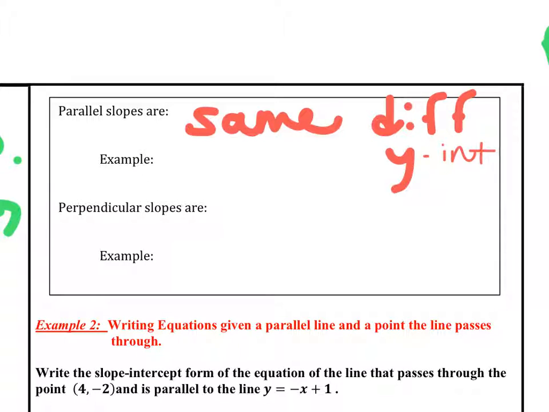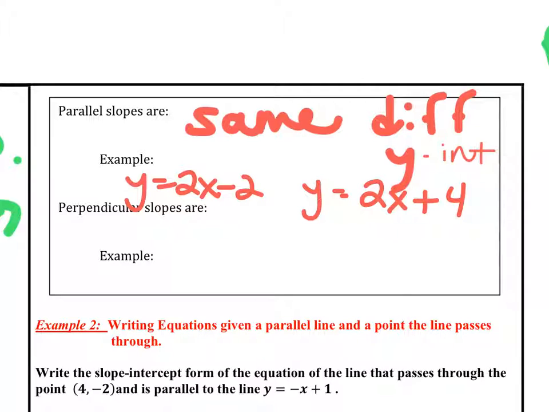So same slope, but different y-intercept. You could do y equals 2x minus 2. Right? Same slope, but they start at different places, so they'll never cross. And y equals 2x plus 4. Same slopes, different y-intercepts.